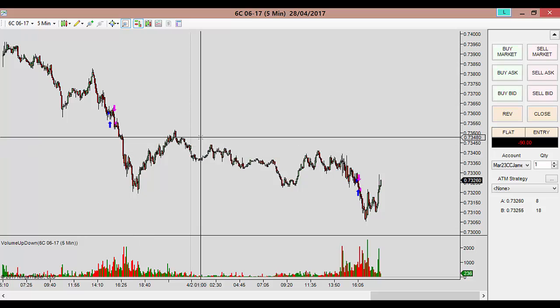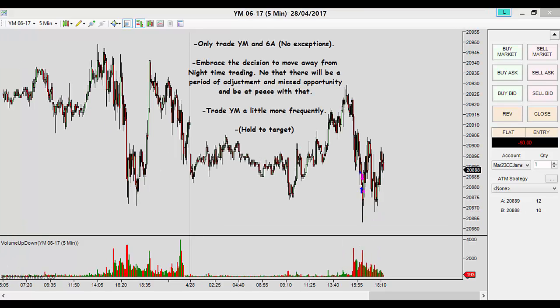So I'm going to pause the video, write down what I've learned and what I'm going to do differently next week. So this is what I have to work on for next week. This is something completely within my control. Only trade the YM and 6A, no exceptions. I made too many exceptions this week. 1 became 3 in 6C, and that makes up 37.5% of this week's trading volume, which is unacceptable. So I won't see one 6C or 6B trade in my trade log by the end of next week.